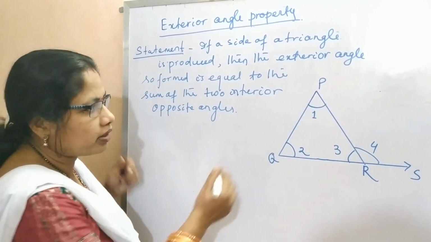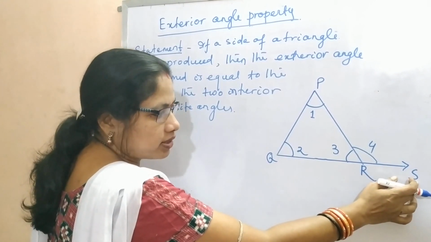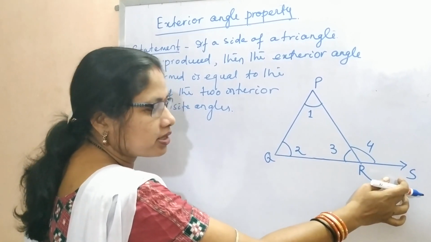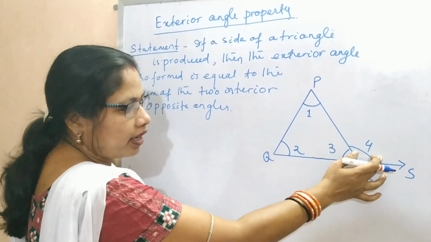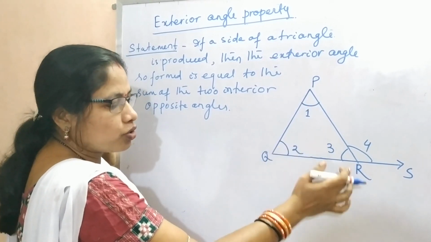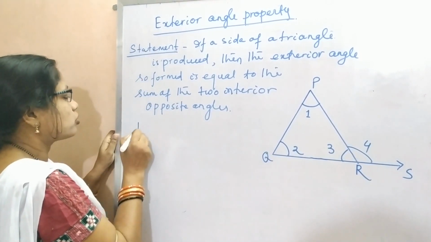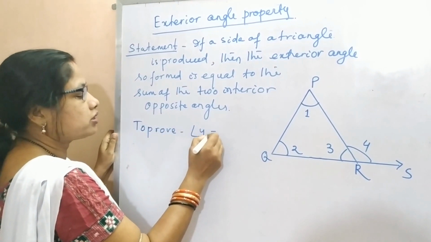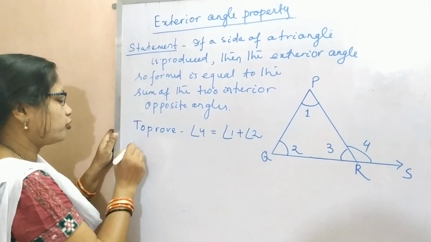So here in the triangle PQR, the side QR is produced to S, and angle 4 or angle PRS is the exterior angle. The two interior opposite angles are there, 1 and 2. So we have to prove angle 4 is equal to angle 1 plus angle 2. Then proof.